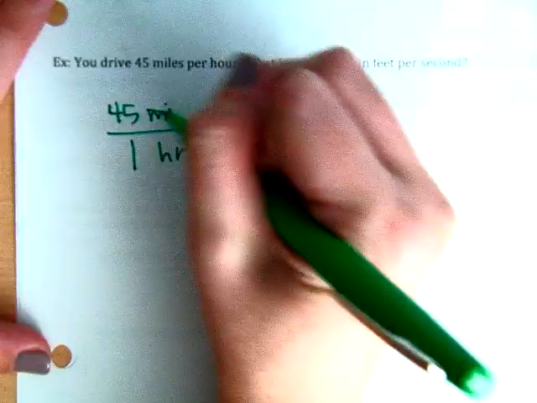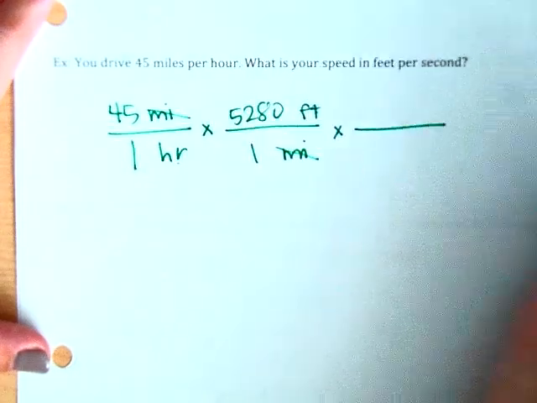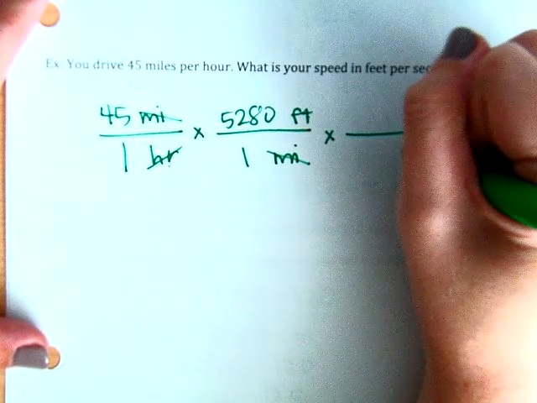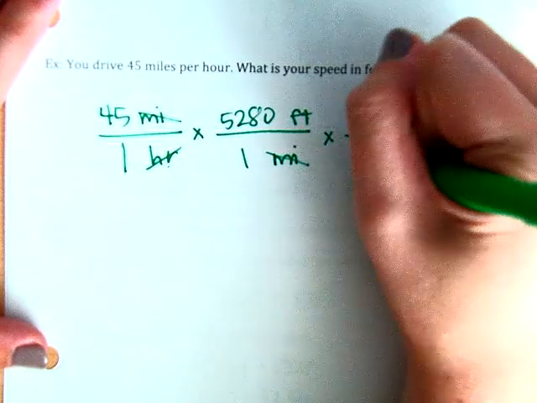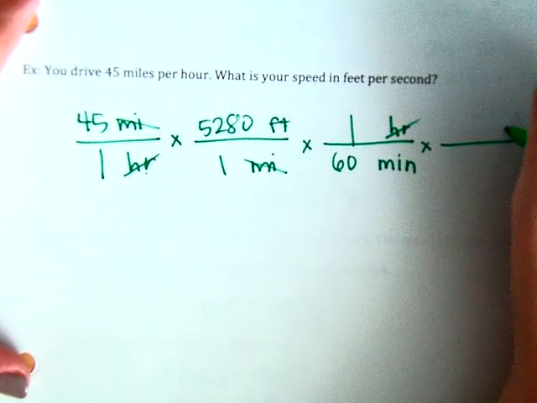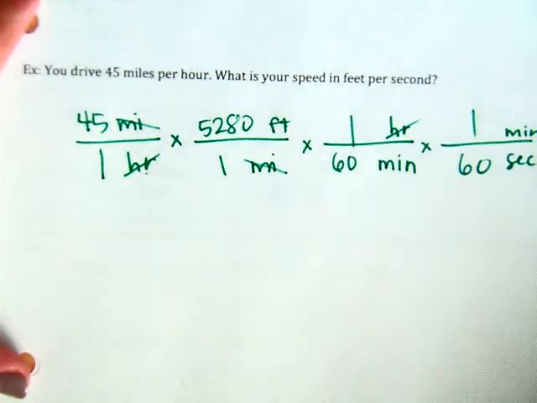There we go. Miles are gone. Now it's just feet. Now we got to change hours to seconds. Hours has to be on top. Let's go hours to minutes first. 60 minutes in 1 hour. Now we go minutes to seconds. 60 seconds in 1 minute.